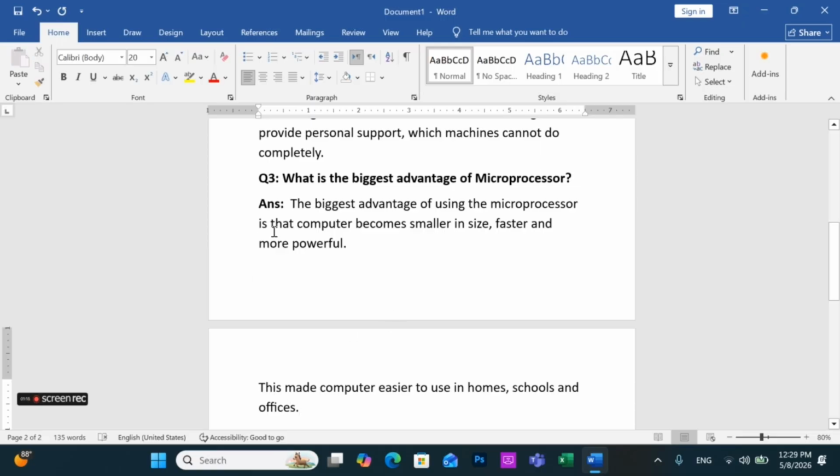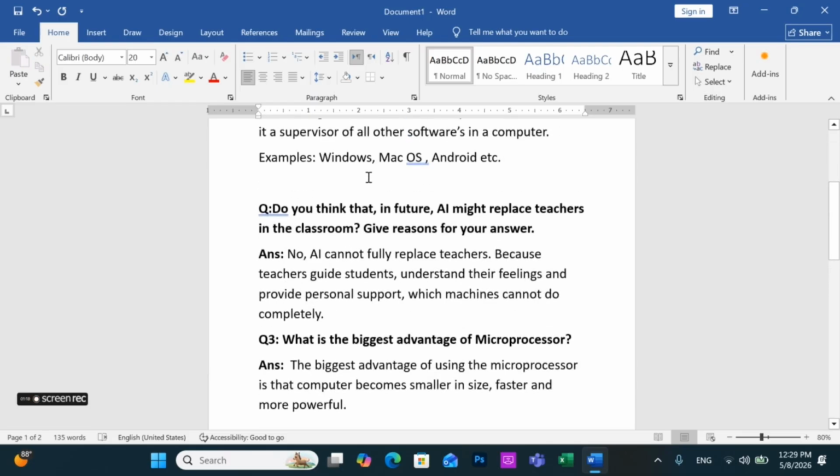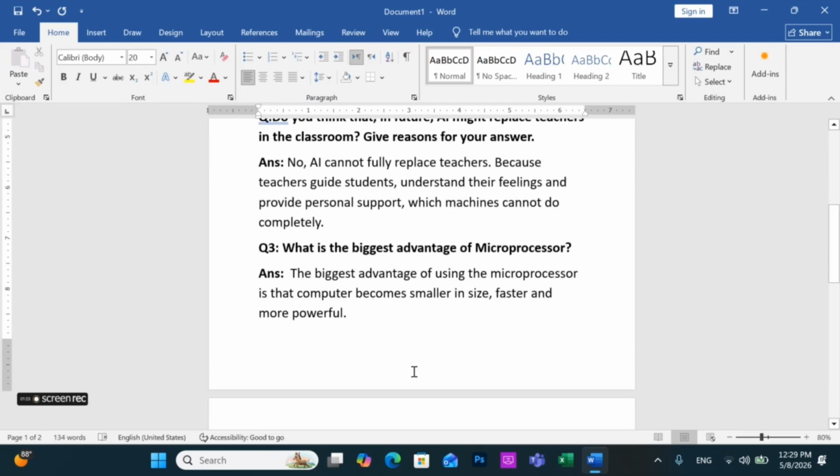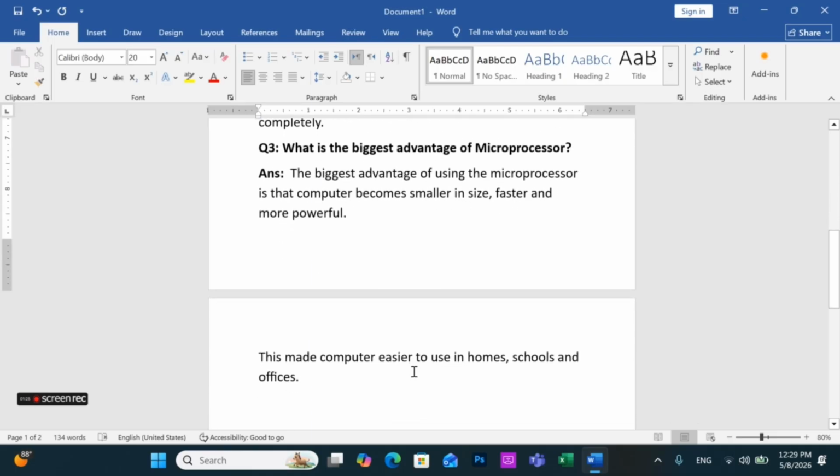You can write all the 3 answers by yourself. आप खुद से भी इनके answers लिख सकते हैं. ठीक है, okay, so the answer of the question number 3 is the biggest advantage of using the microprocessor is that computer becomes smaller in size. This is the first advantage, and then due to the smaller size, it makes the computer faster and more powerful. ठीक है, and after that this made computer easier to use in homes, schools and offices.